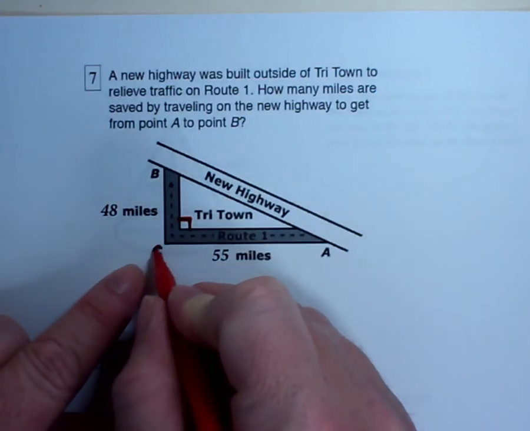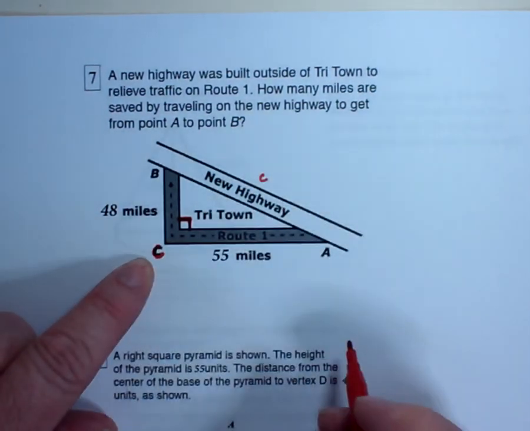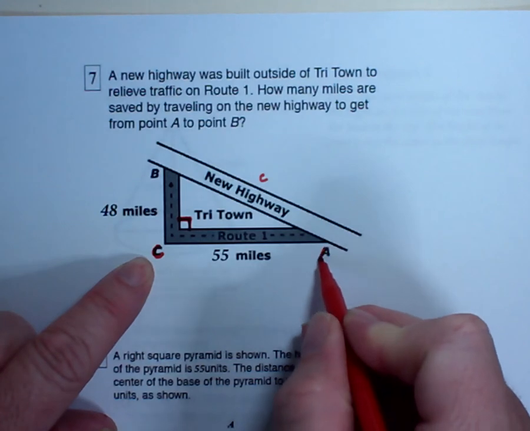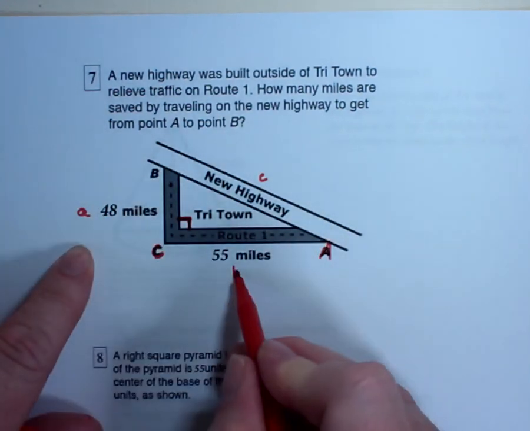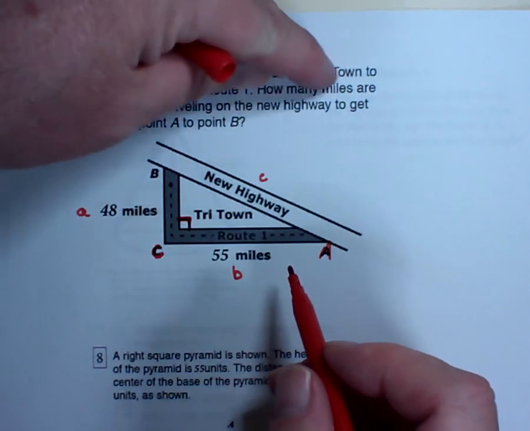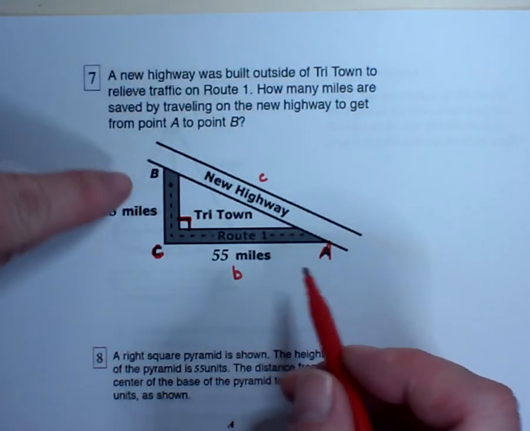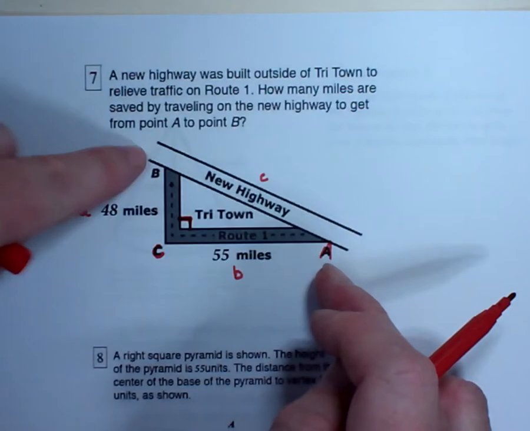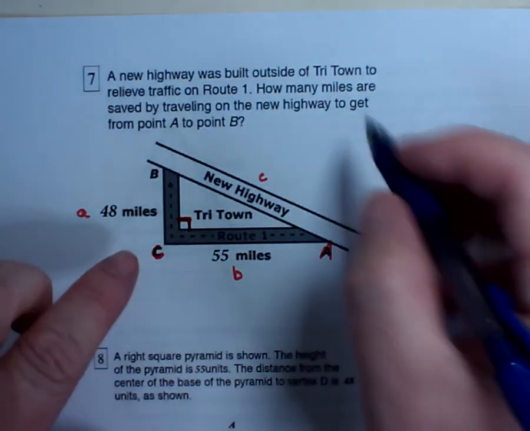It was very nice of them to call that C. So the new highway is little c. Capital A here, which makes this little a. Capital B, little b. How many miles are saved by traveling on the new highway to get from point A to point B? So they want you to find the hypotenuse. We know how to do that.